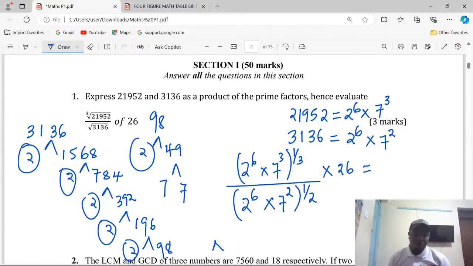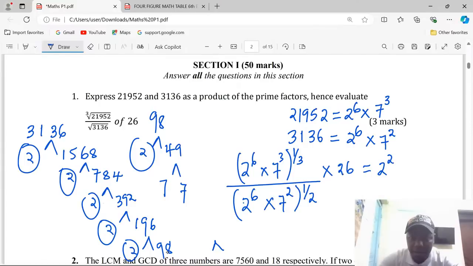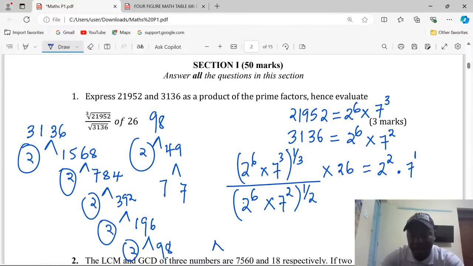When we apply the product law of indices, you discover that in the numerator, 2 becomes power 2 when 6 is multiplied by a third. Then 7 is raised to power 1, 3 times a third. Then this is divided by, we multiply through by half, so that 2 is now power 3, because 6 times half becomes 3. Then 7 is now power 1. This one is multiplied by 26.